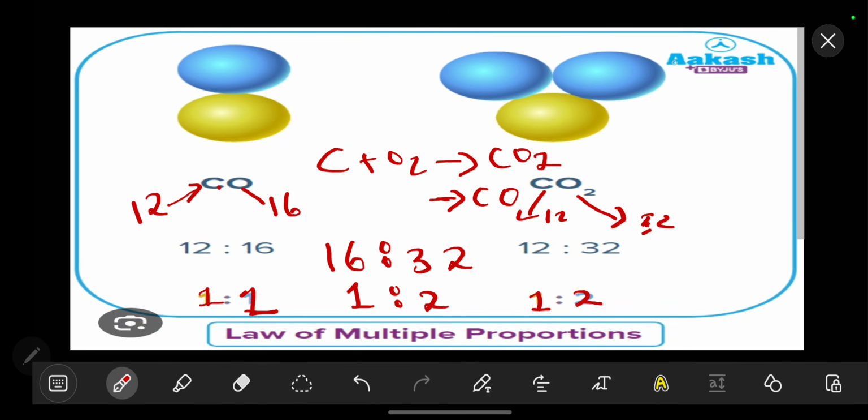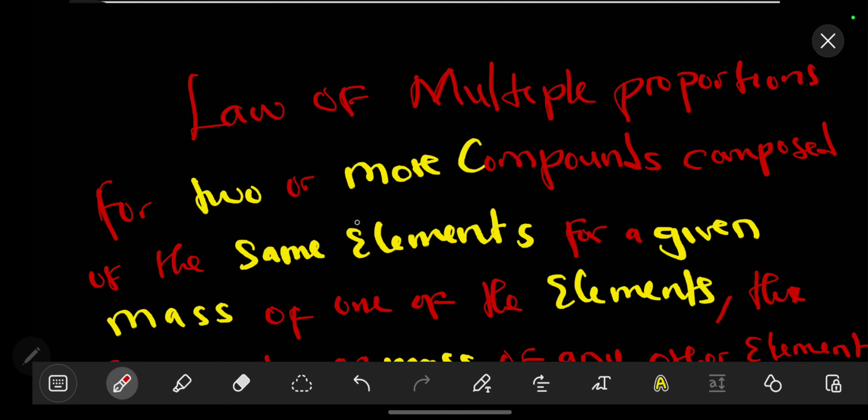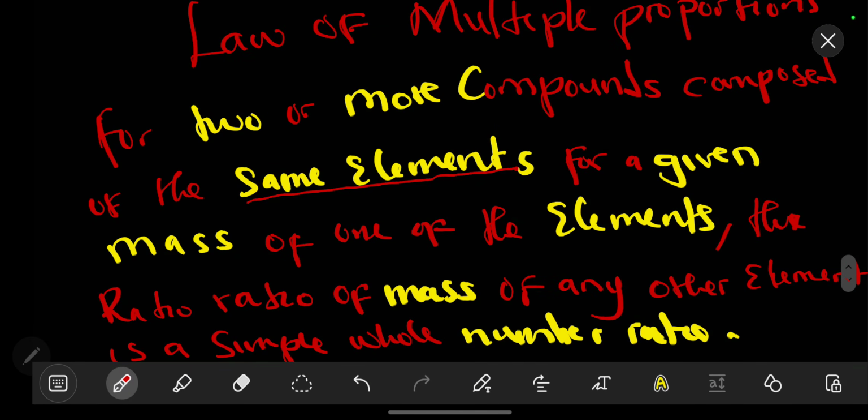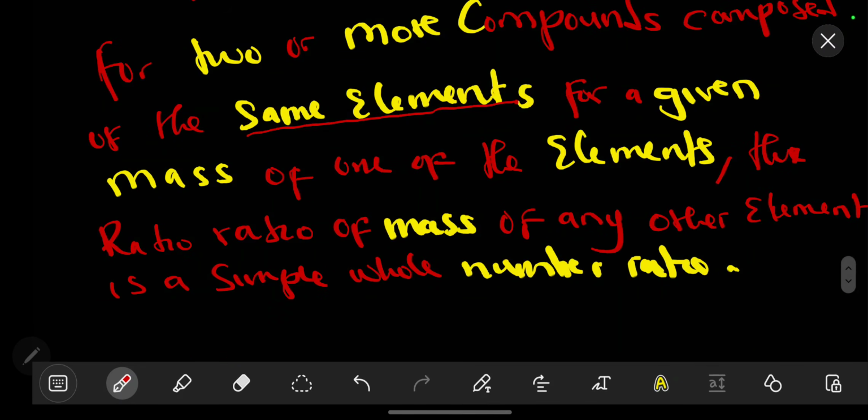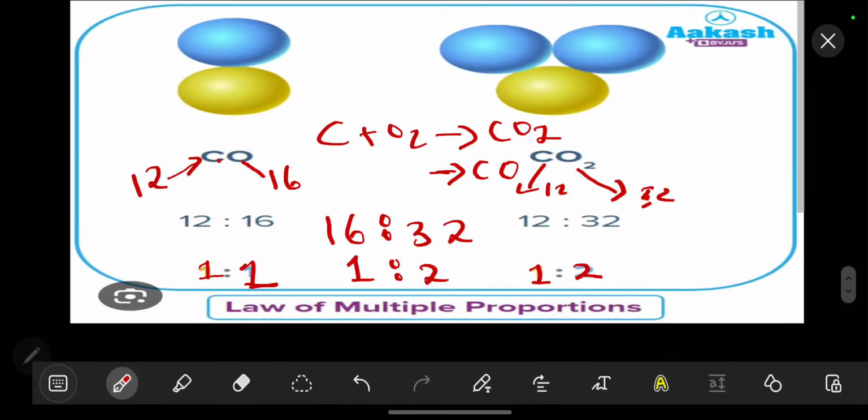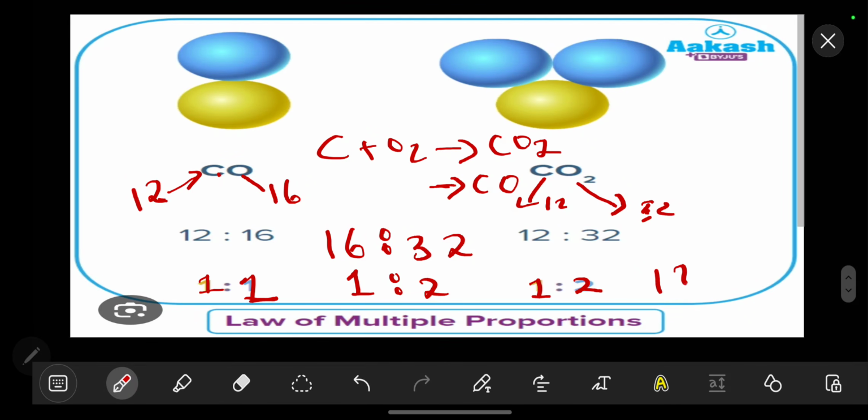So let us review that. When 2 or more compounds are composed of the same elements, which in our example are carbon monoxide and carbon dioxide, for a given mass of any of the elements, so we might have the oxygen there, the ratio of the mass of any other elements is a simple whole number ratio. Even if we were to compare carbon, we would find 12 to 12, which is just a 1 to 1 ratio. So those are the laws of Dalton which he deduced.